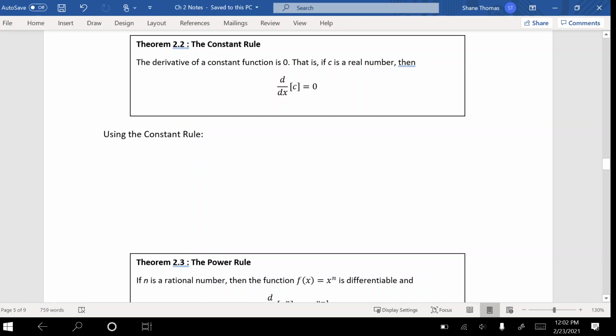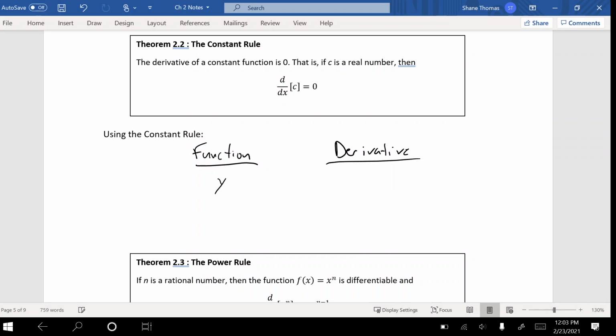For each one of these, I'm going to give it to you in several different notations, just so you see them all, see what they look like, and you're not confused when you see them in the future. So if I have y equals 7, that's my function, y equals 7. I'm going to say dy dx, which means the derivative of function y with respect to x. Is 7 a constant? Yeah. So what's the derivative of it?